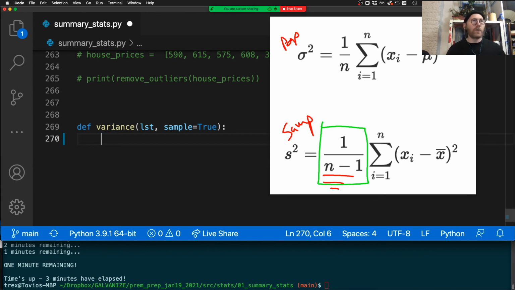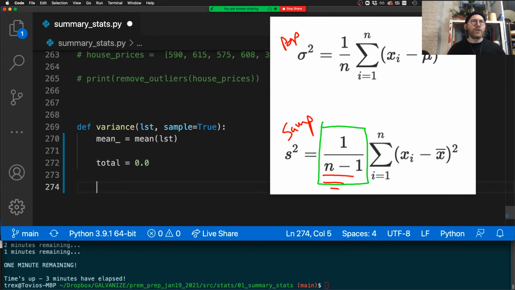Okay, so we need the mean, right? So why don't I get that? Mean underscore, and this is how I tend to do this. You can call it whatever you want, but I don't want a name collision with the mean function. That's why I'm doing that. And I'll just get the mean of the list. And I'm going to do a simple accumulator.